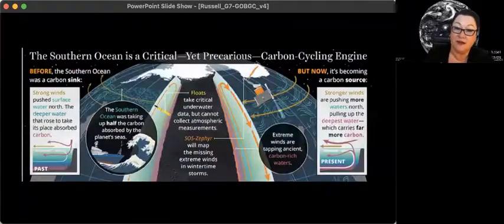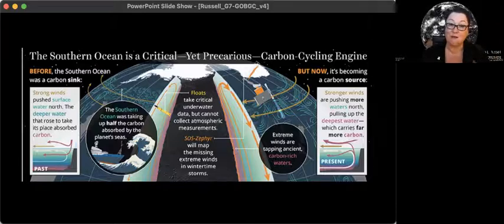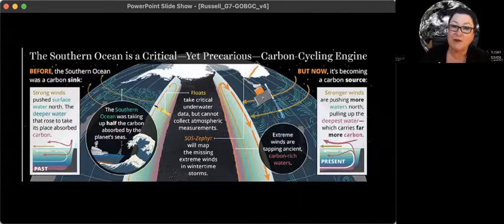So the Southern Ocean is a critical and precarious carbon cycling engine. Strong winds push surface water north, and the deeper water rises to take its place. If that water hasn't seen our fossil fuel laden atmosphere and is undersaturated, it takes up carbon. But if that water has the rot of ages accumulated in it, if it's older water from deeper, it can rise to the surface and degas. That little degassing that I showed you with the red and the blue, that's what happens.